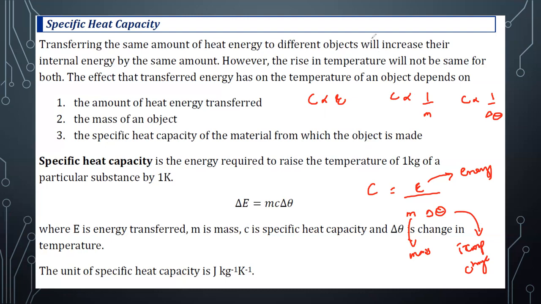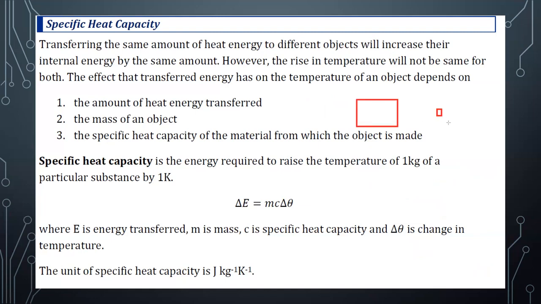So it is a comparison. Like if you have two objects of different mass and we supply the same amount of energy, like 100 joules for object A and 100 joules for object B. This is 2 kilogram, this one is 1 kilogram. And this causes, for example, the temperature to change from 20 to 21, and this also causes the temperature to change from 20 to 21.